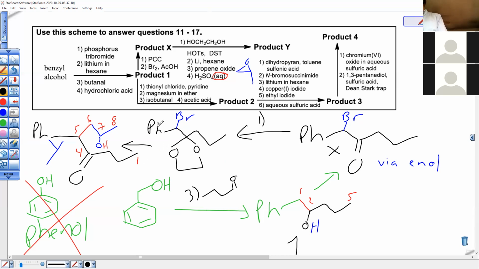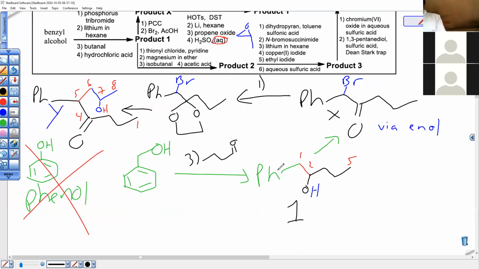Now product 1 gives product 2. Product 1 is going to be first converted to an alkyl chloride where you had the alcohol. That's step 1. Alkyl chlorides created from alcohols using thionyl chloride. This will be a Cl. We're converting the Cl to a Grignard. It will be a MgCl right here, which is a nucleophile on carbon 2. In step 3, we're attacking isobutanol.